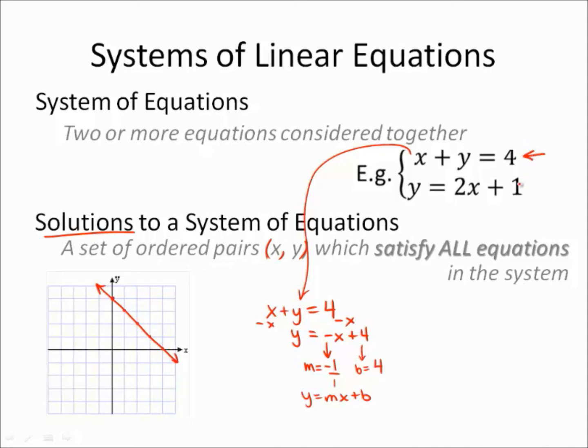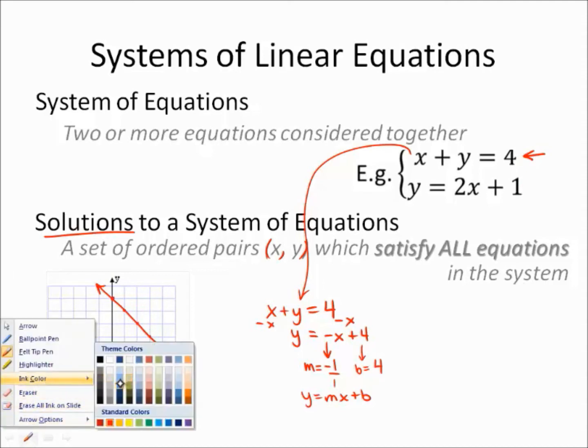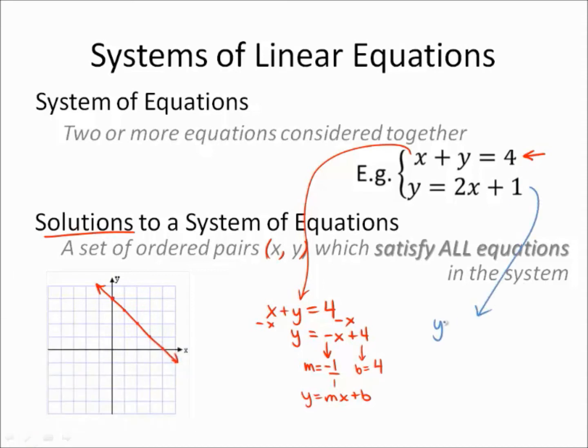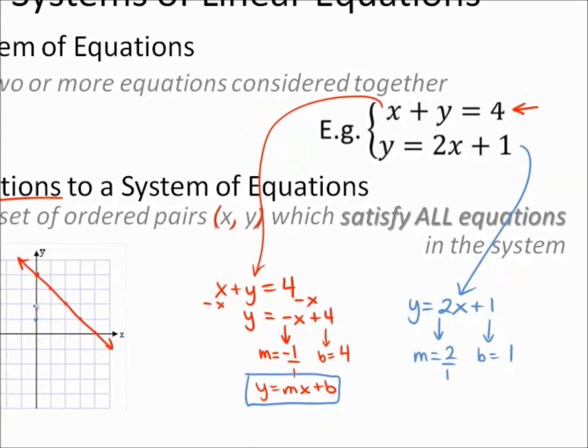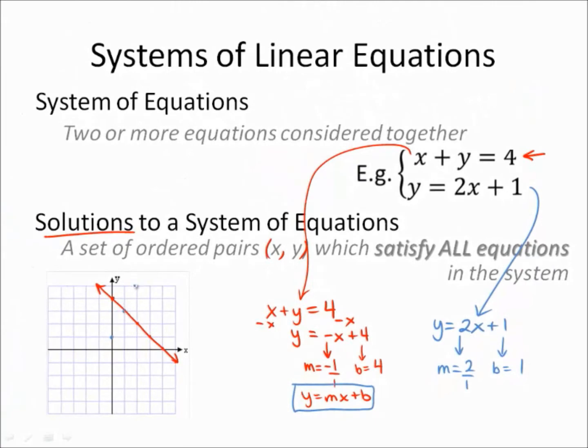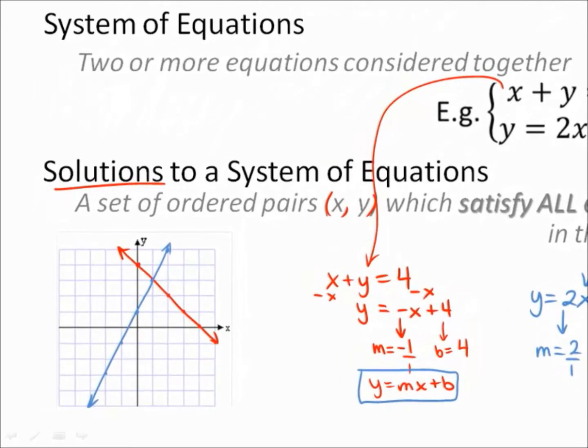Let's now graph the second equation in a different color. We've got y equals 2x plus 1. This one is already solved in y equals mx plus b format. Our slope is 2/1 and our y-intercept is 1. So we start at 1 and we travel up 2/1, up 2/1, and so on. This leaves us with a line that represents all the possible points that satisfy the second equation.